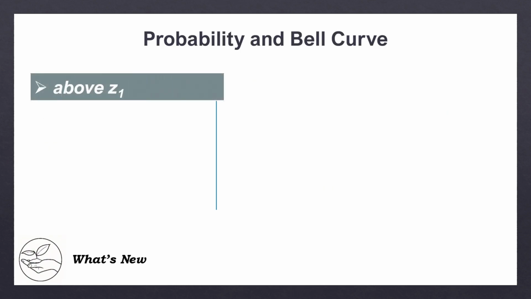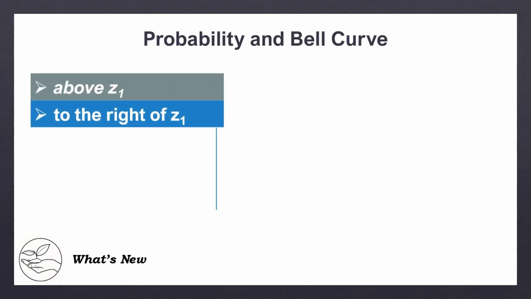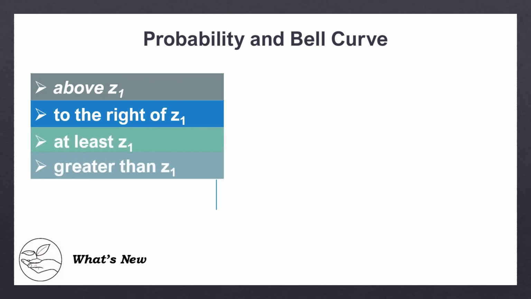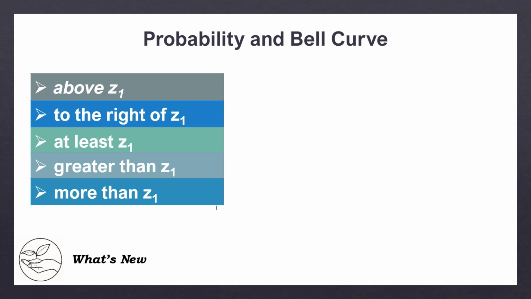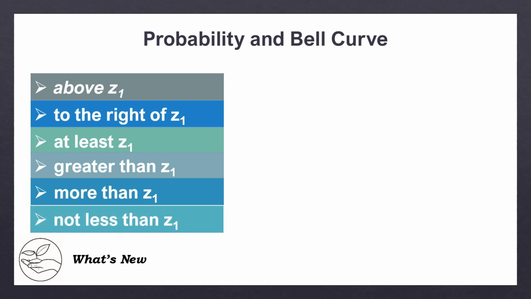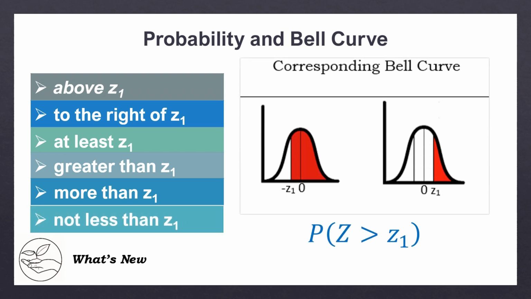The keywords above z1, to the right of z1, at least z1, greater than z1, more than z1, not less than z1, have the corresponding mathematical notation, and bell curves where the shaded portion is everything under the curve that is to the right of z1.